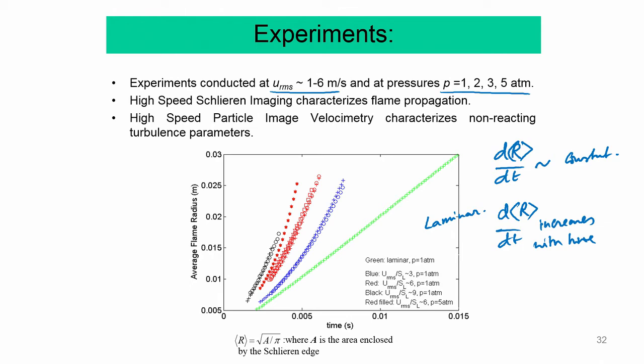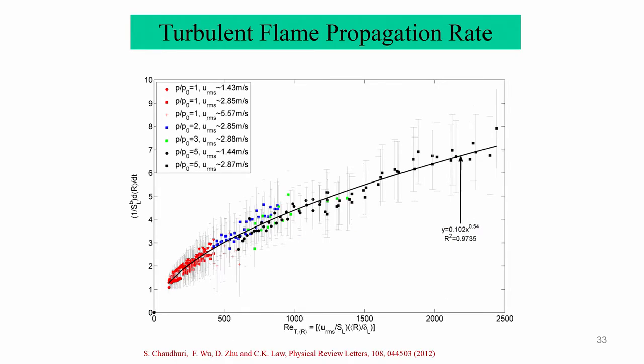Of course, you can see a little bit of this effect when you have different Lewis numbers, depending on the Lewis number being greater than or less than unity. You can have conditions where the flame can accelerate, but it definitely cannot accelerate as much as a turbulent flame, where you see this strong non-linearity of the average radius versus time. So this is a very interesting point, and this needs to be further probed.